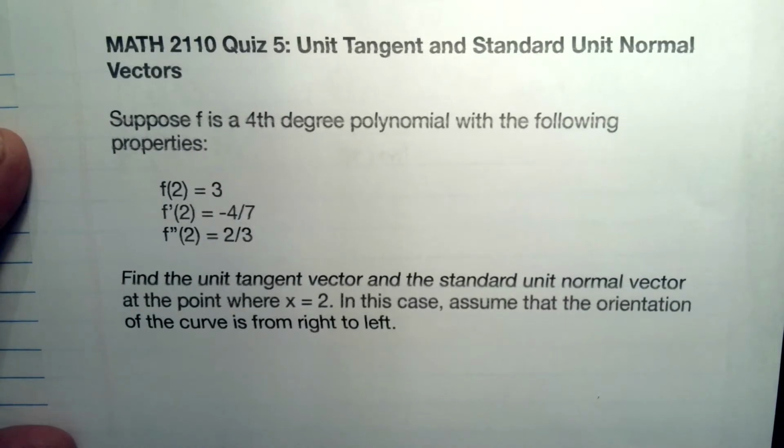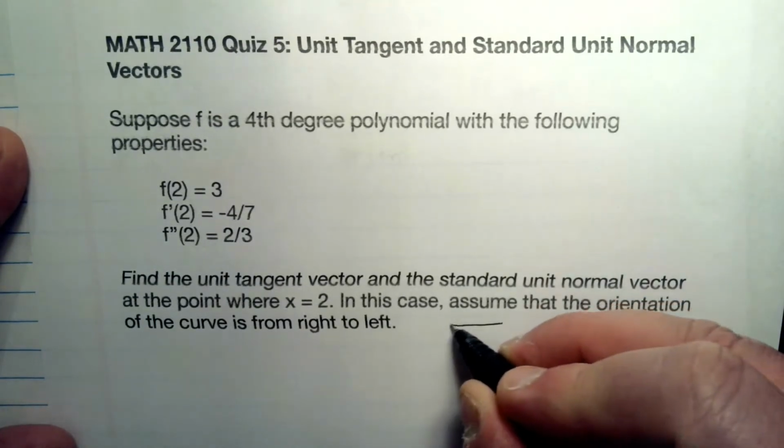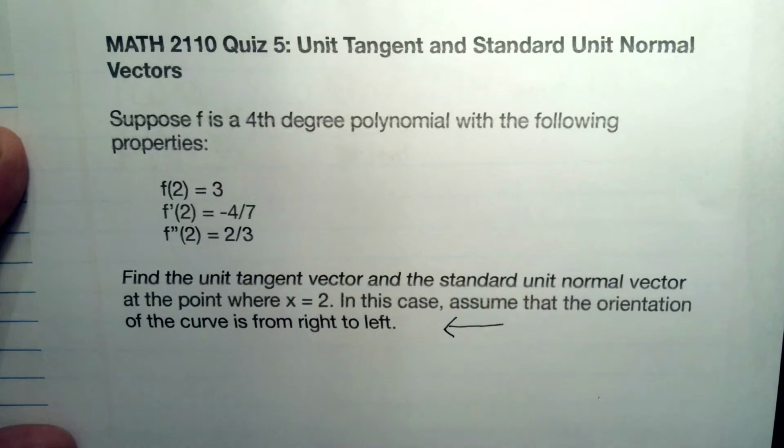In this video, we're going to look at the problem of finding unit tangent and standard unit normal vectors. Suppose f is a fourth degree polynomial with the following properties: f of 2 equals 3, f prime of 2 equals negative 4/7, and f double prime of 2 equals 2/3. What we're asked to do is find the unit tangent vector and the standard unit normal vector at the point where x equals 2. We can assume that the orientation of the curve is from right to left. So that means it's going in that direction.